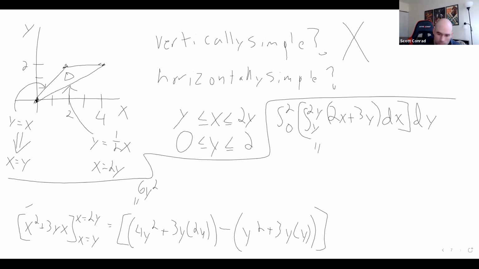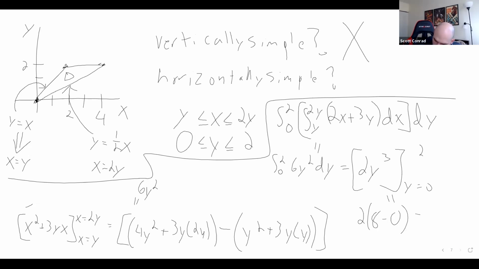So now we plug that into the outer integral here and integrate from 0 to 2. So 6y squared, when we integrate it with respect to y, becomes 2y cubed. And we evaluate that from y equals 0 to 2. And so we get 2 times, I'll just pull the 2 out, 2 cubed is 8, minus 0 cubed is 0. So we get 16.